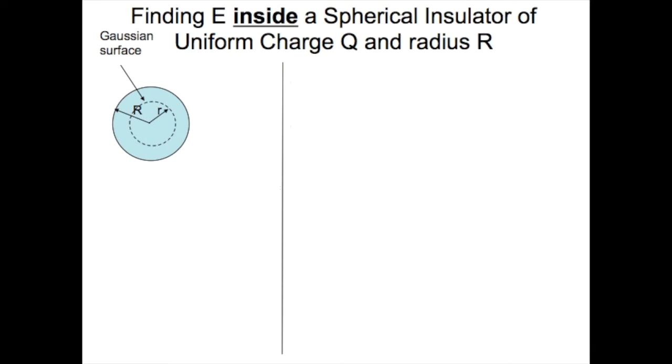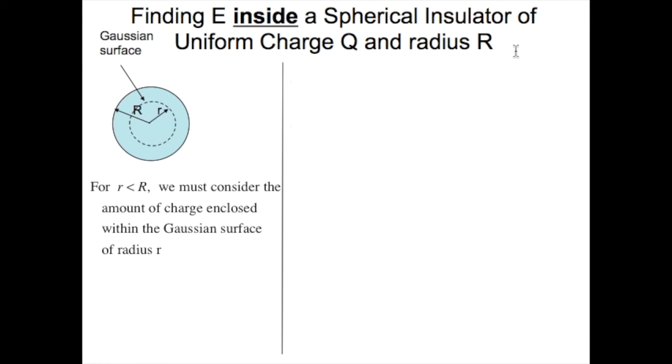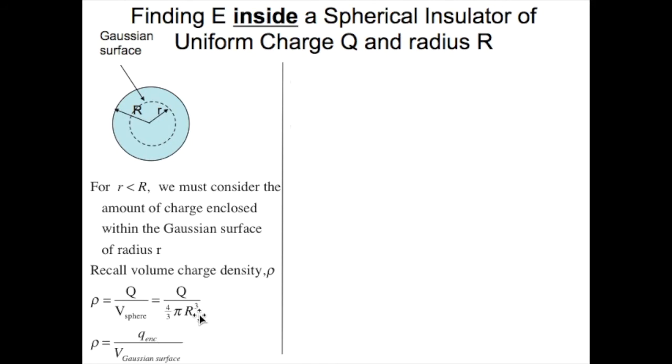Okay, now this one is a little bit more complicated. Finding the electric field inside a spherical insulator, uniform charge Q and radius capital R. Now we have to consider the amount of charge that's enclosed within the Gaussian surface, and that's going to be changing because it's an insulator, so it's implied that the charge is distributed throughout the inside of this insulator. So we need to look at volume charge density. Rho is Q over V sphere. Q is the total charge, V is the total volume of the sphere. So that's the total charge over 4/3 pi R cubed.